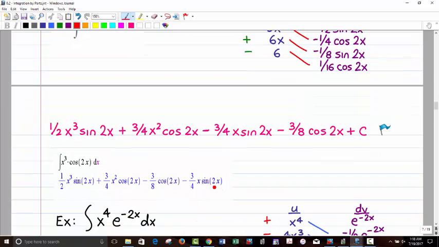And that matches the Maple. The terms are not in the same order, but it matches. That's pretty slick. I like that. So feel free to use that for these kinds of problems.